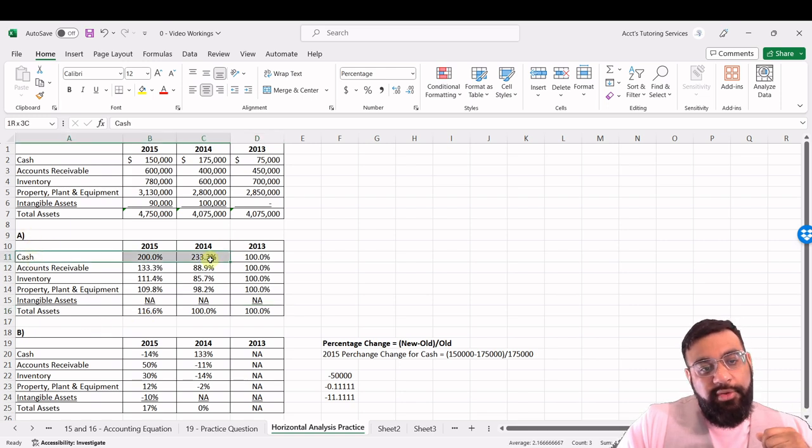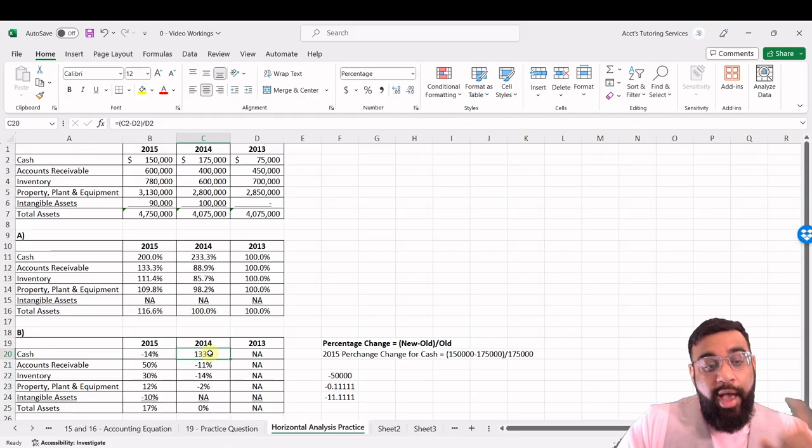Okay, now let's actually analyze this information. So for cash, as you can see, it has overall been increasing. Like in 2015, it was 200% of the value in 2013. Now let's look at the horizontal analysis and the percentage increase. So cash increased from 2013 to 2014 by 133%, which is obviously great. However, from 2014 to 2015, it actually decreased by 40%. So that's a red flag there.